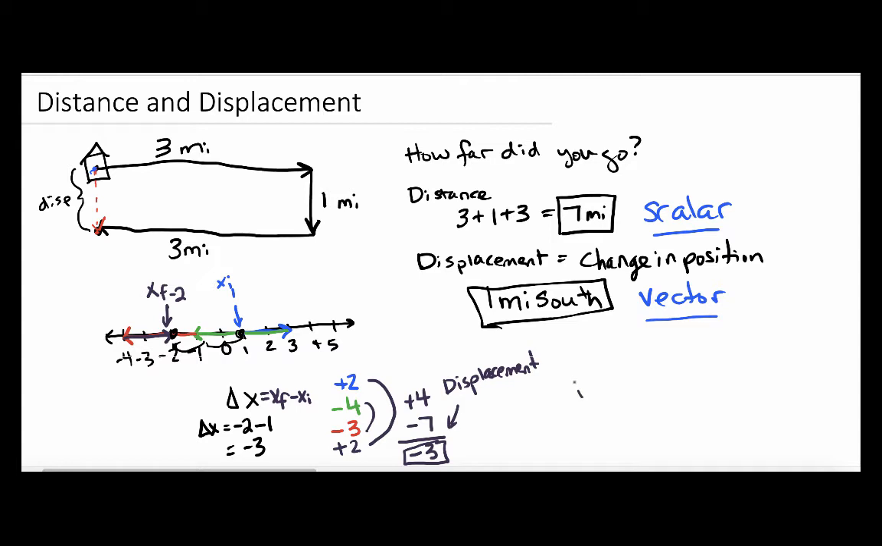Now for my distance, remember, I don't care which direction I went. I did a lot of walking. And so I'm going to go ahead and make sure I add all of that up. So I went 2 and then 4. It doesn't matter that I went back left because there's no direction here. This is a scalar. And then I went another 3 and then another 2. And so for my distance, I'm just going to add all that up, 11.